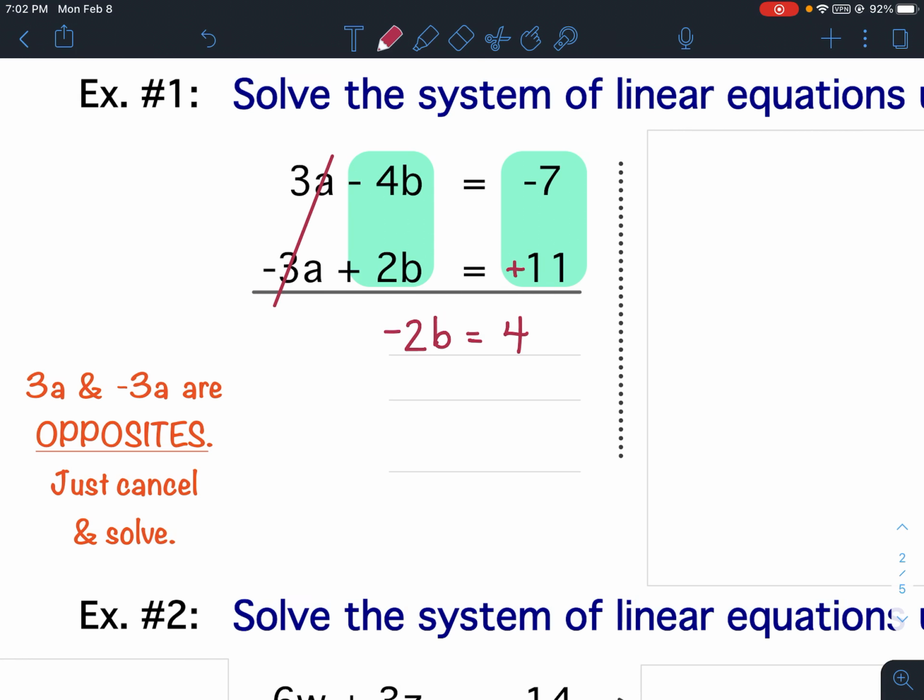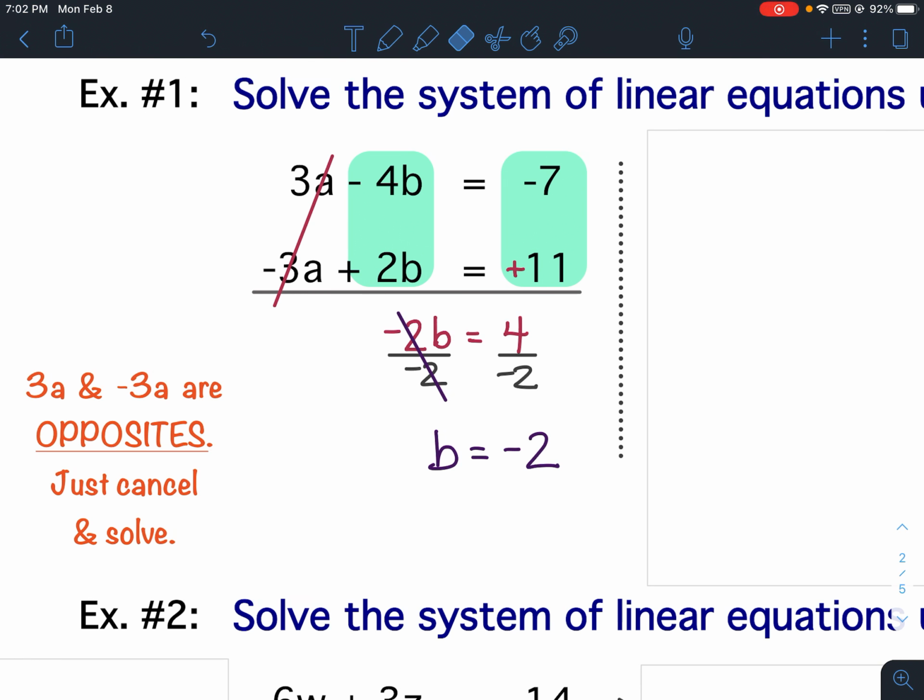And now I have a one-step equation to solve for b. Divide both sides by negative 2. That allows me to cancel the negative 2's. And we have b equals negative 2.